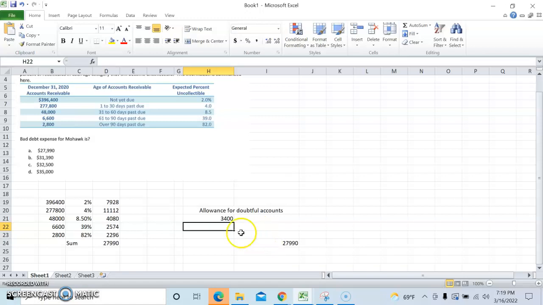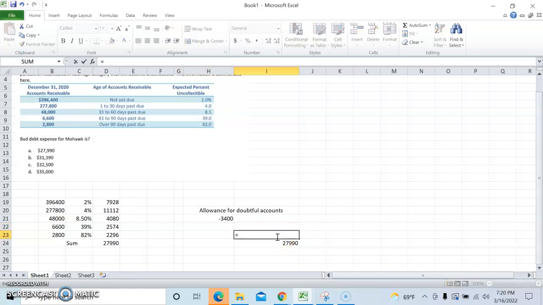So that means we have to find the plug number. And the plug number is just going to be the 27,990 plus the 3,400. I like to make this negative because this helps me keep on track. I know allowance for doubtful accounts usually has a credit balance. So we know if it has a debit balance, it needs to be subtracted. That helps me to remember.